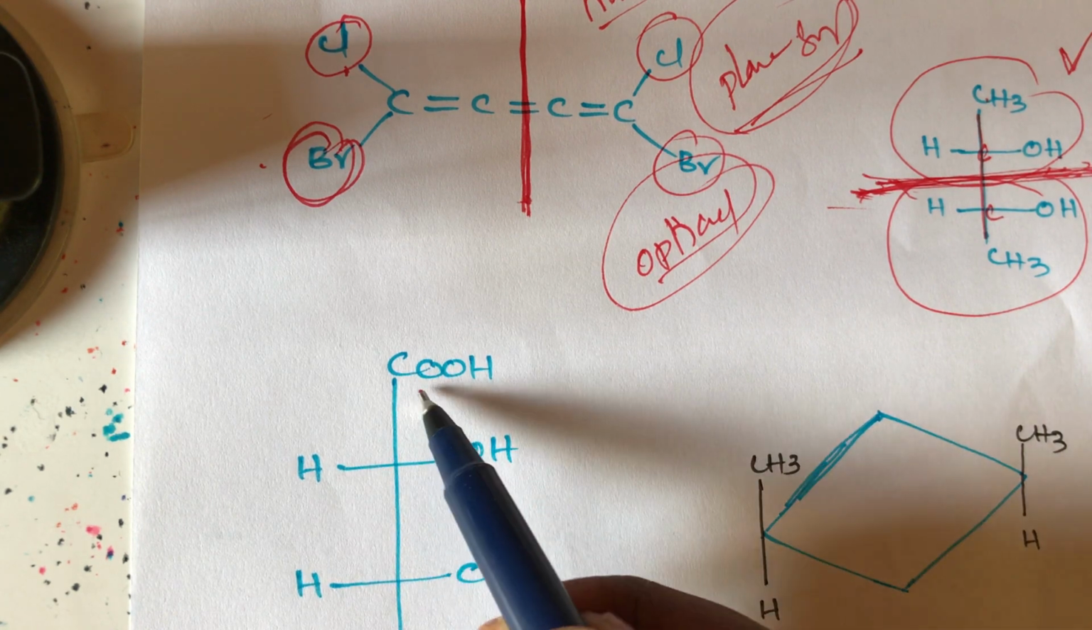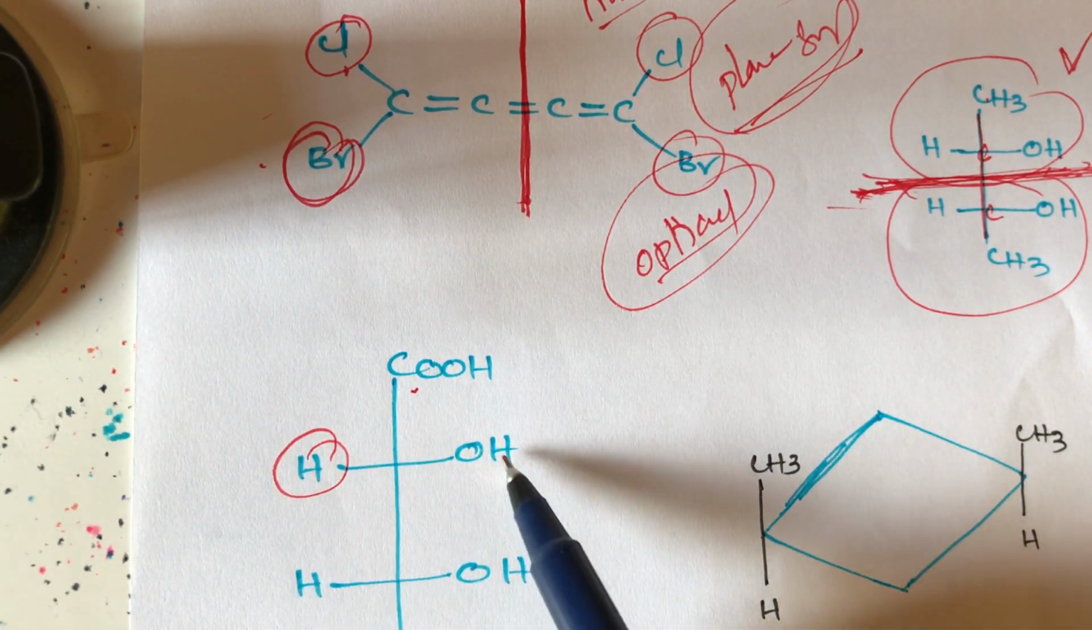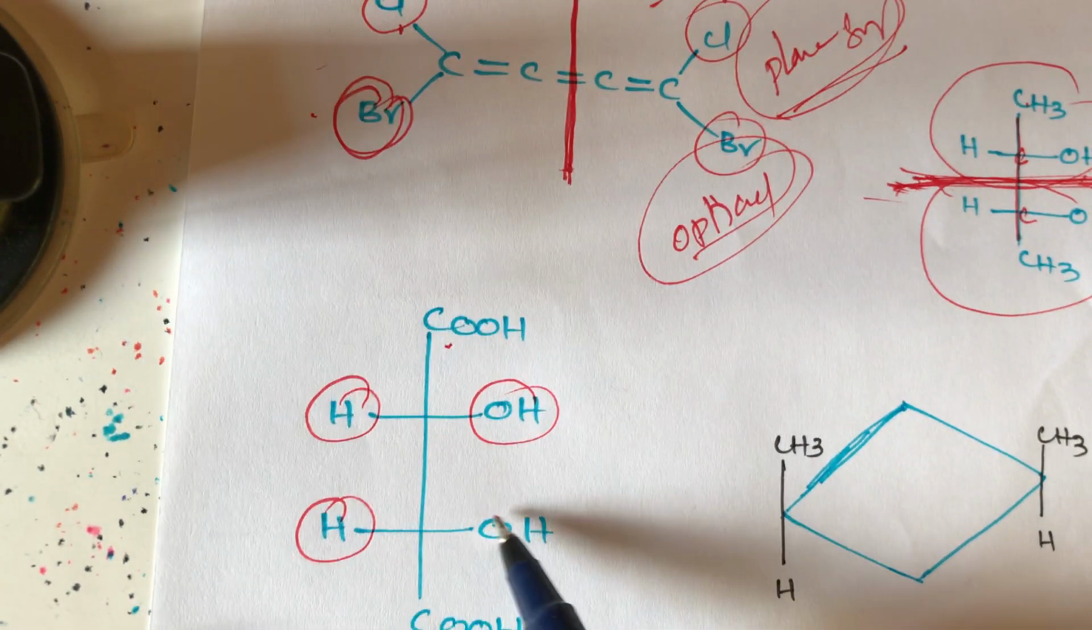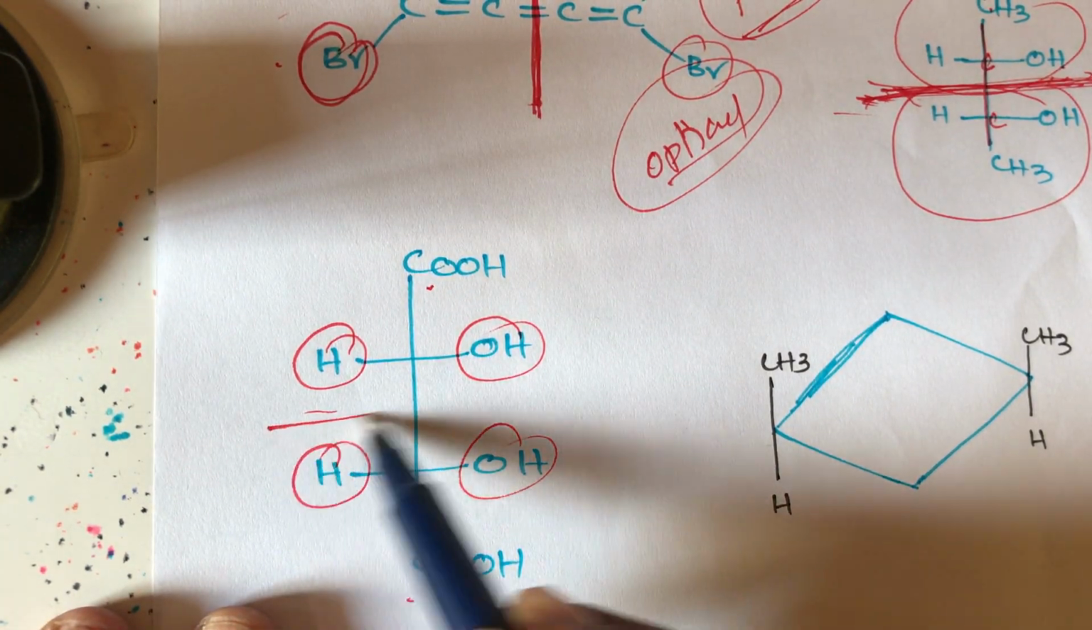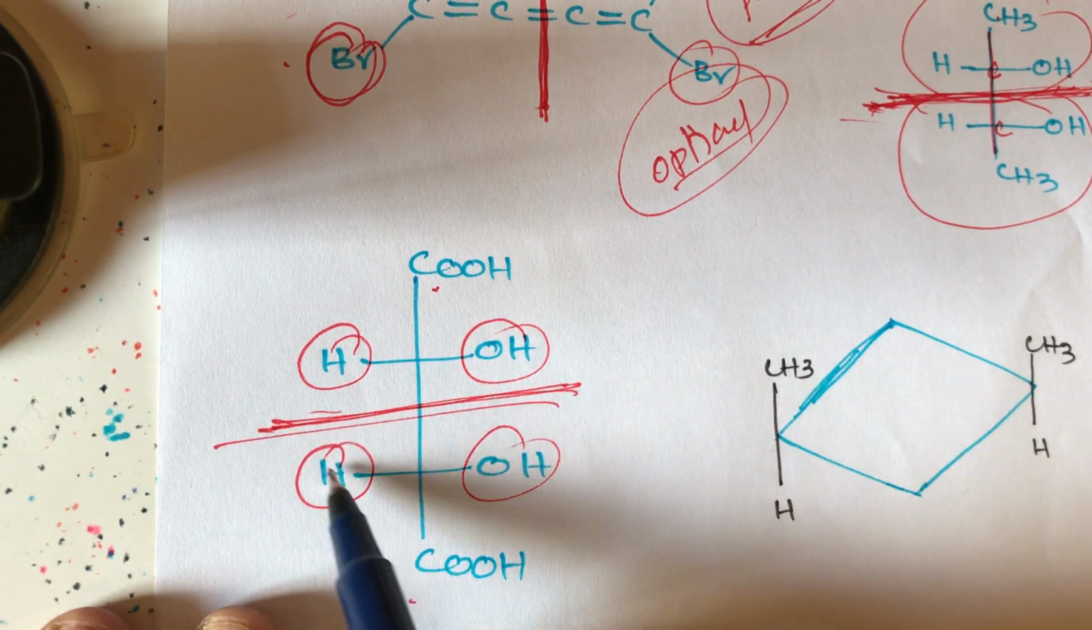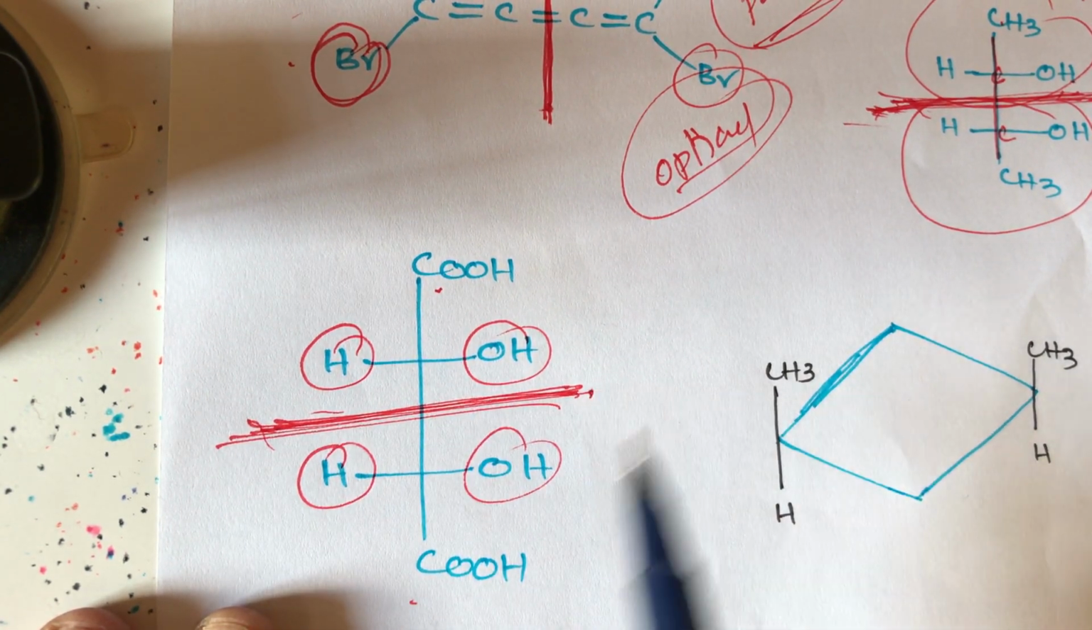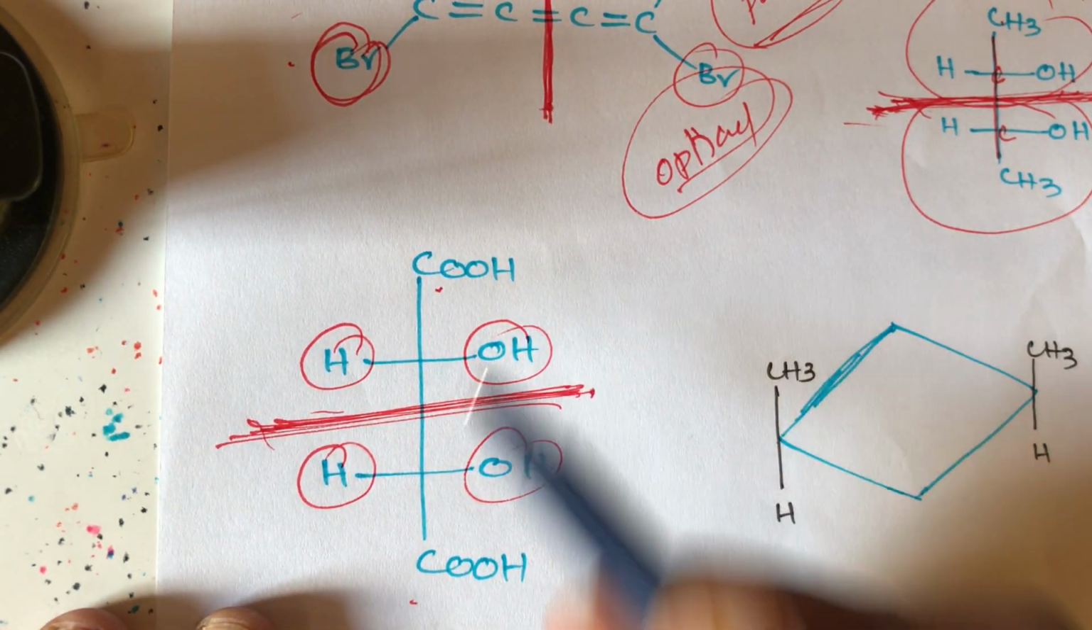Next, take another example. Tartaric acid: here the COOH group is on top, on the left side hydrogen is there and OH is there, then on the left side hydrogen and OH again, and downwards the COOH group. So this is tartaric acid. Cutting with a horizontal plane here also, above the plane and below the plane, both are equal.